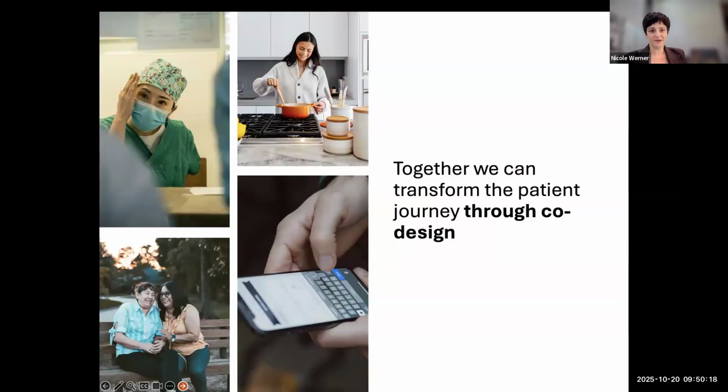So I didn't talk a lot specifically about my career goal to transform the patient journey, but this is the process of co-design that I'm trying to use more and more and advance more and more to transform the patient journey through that co-design process.